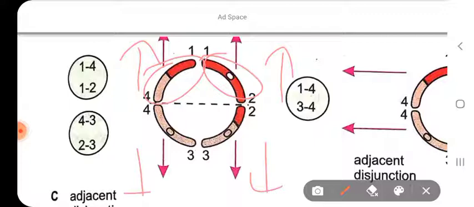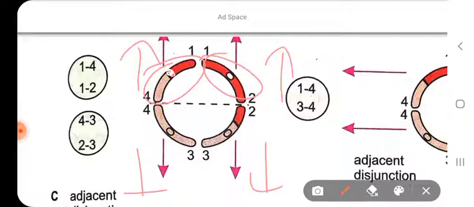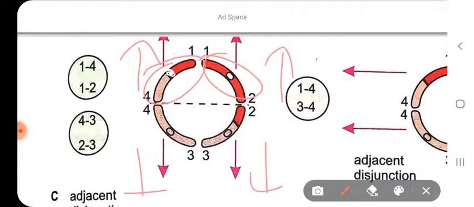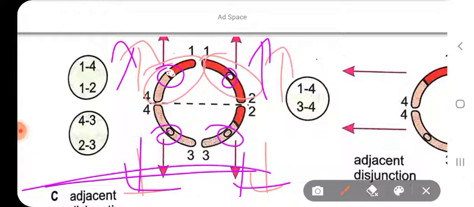But here the interesting thing is the centromere. The homologous centromere is going to be moving to the same pole. And it is very difficult for the homologous centromere to go to the same pole. So it is a very, very rare case, adjacent type 2 segregation.